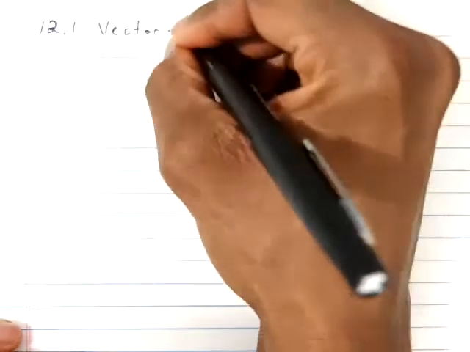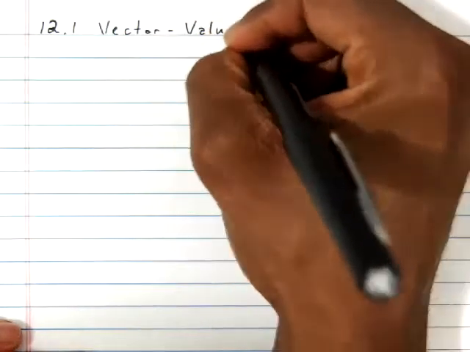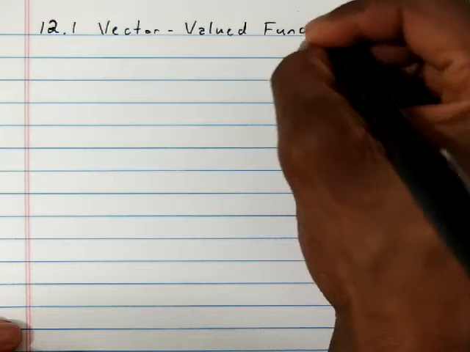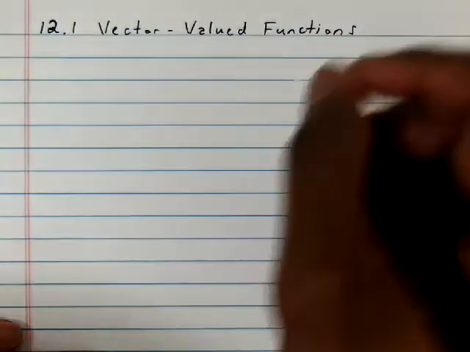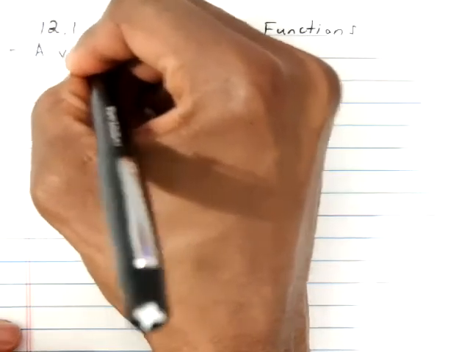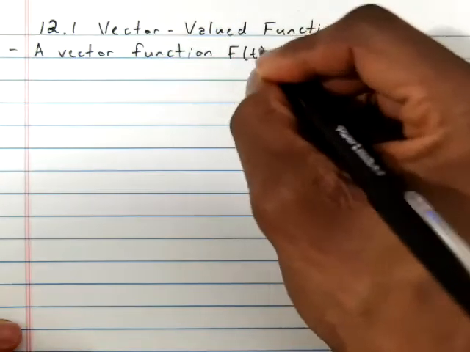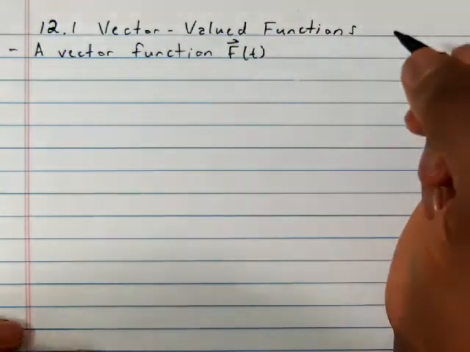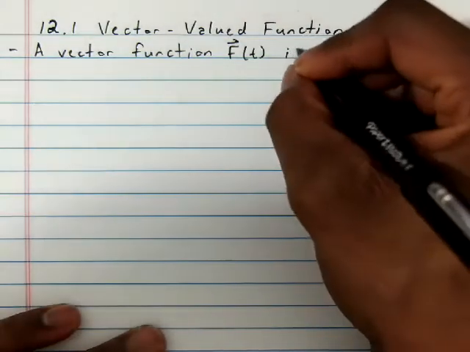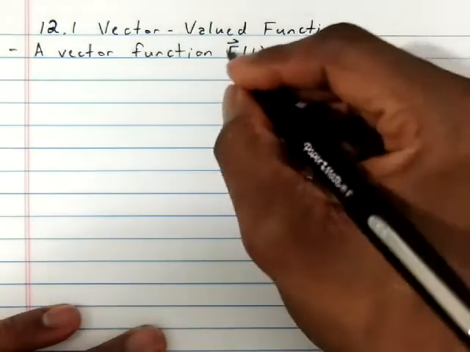Alright, so we're going to begin section 12.1, which is vector valued functions. So a vector function, capital F of t with the vector hat over that F, is a function of the form. In your book, these are going to be boldface.